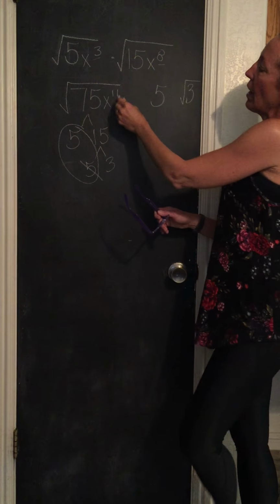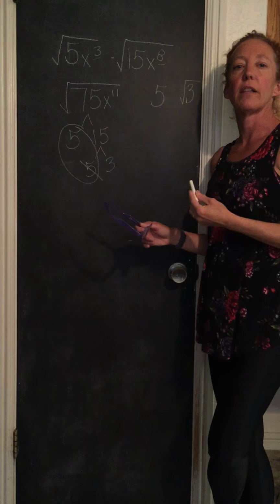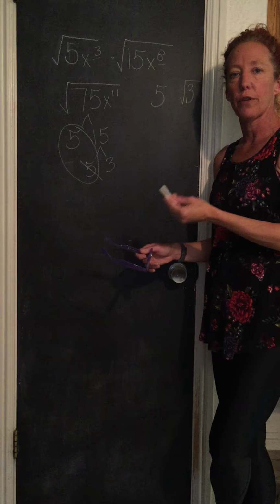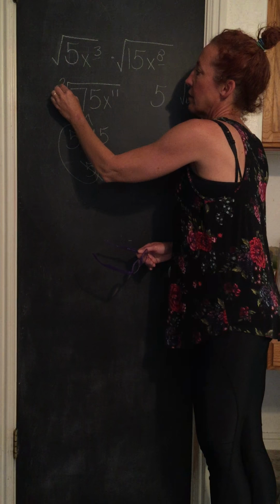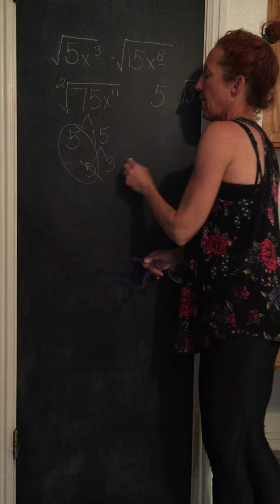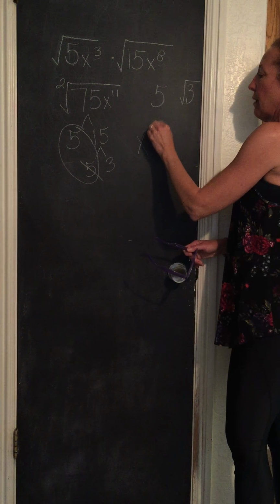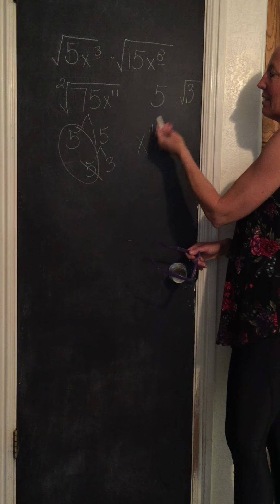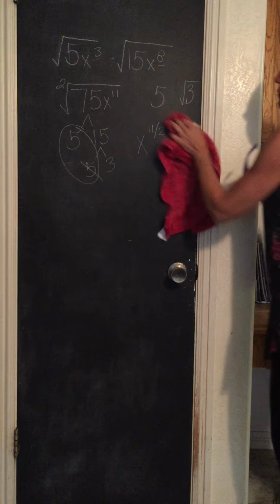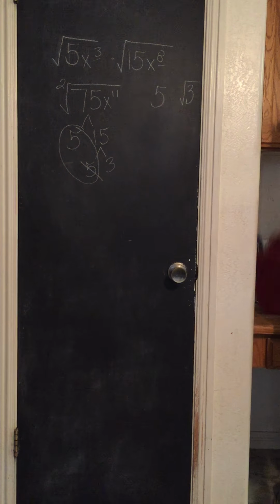All right. Now I have this x to the 11th. I don't really want to write out x 11 times and circle all of those pairs. Remember that this is a 2. If I rewrite this as a fractional exponent, I get x to the 11 halves, which isn't really helping me simplify either.